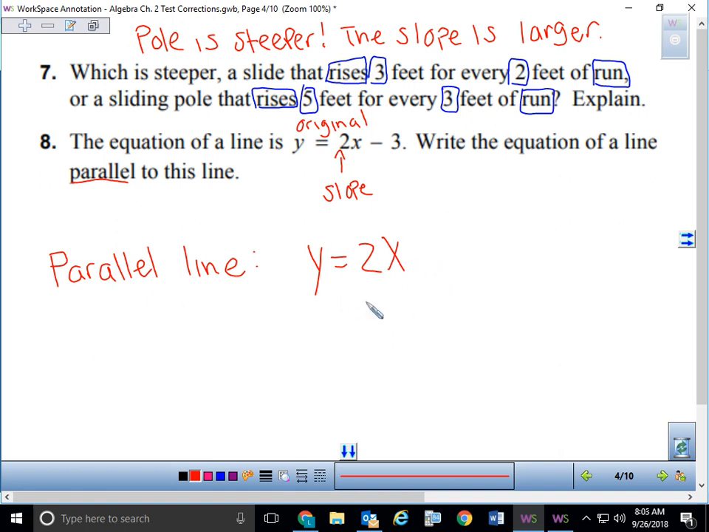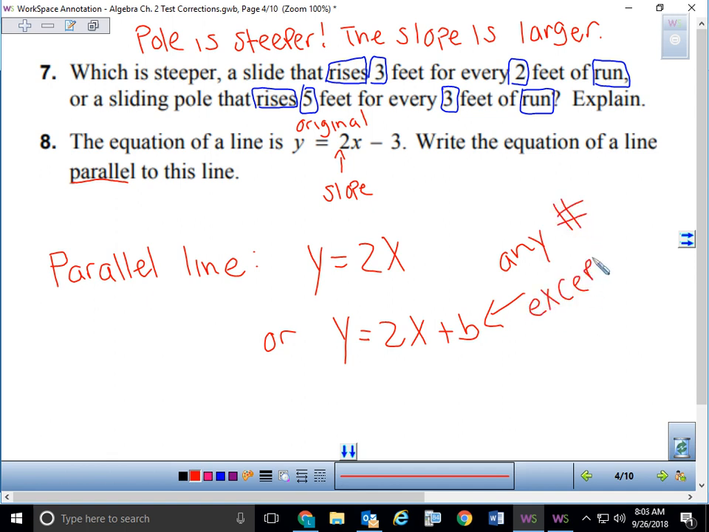So you could say y equals 2x, or you could have the form y equals 2x plus b, where b is any number except for -3. Some examples could be y equals 2x plus 1, y equals 2x minus 1. You could do any y value as long as it's not -3. As long as it has a slope of 2, then you're perfect. So there are so many answers to this question. As long as you had the slope and a y-intercept that wasn't 3 or -3, then you got this right.